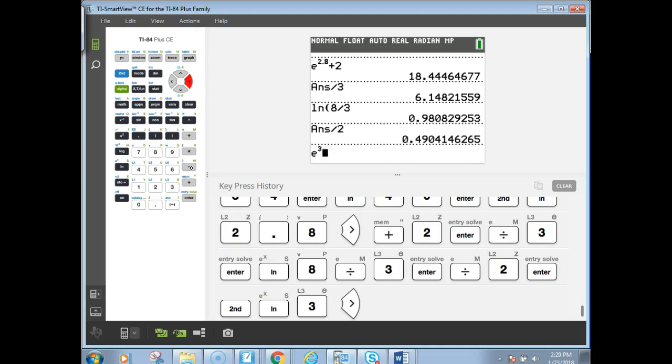Is anybody not sure how I'm putting in this exponent without using the arrow up key? I'm using ln, what's above the natural log, which is e to the x. That's an easier one to use than the one above the division.